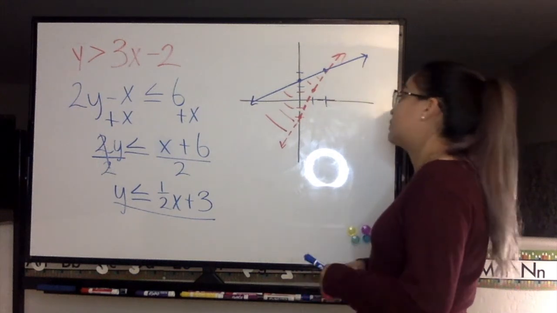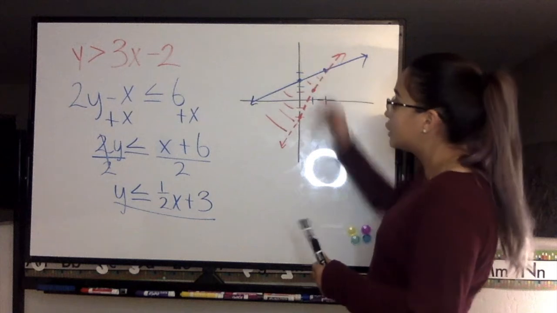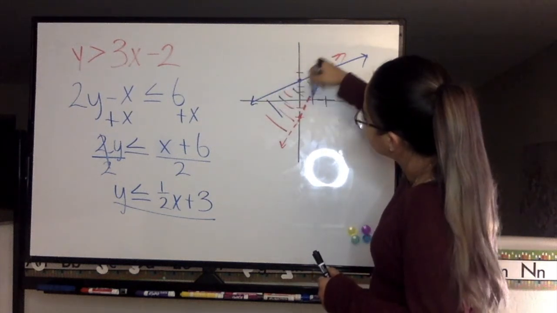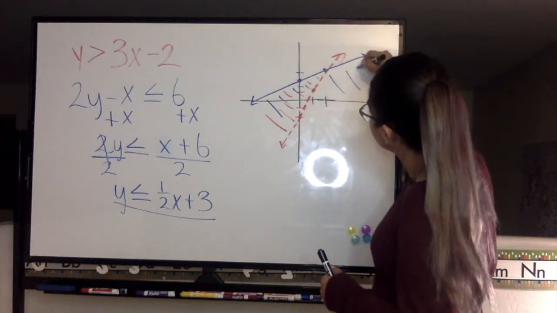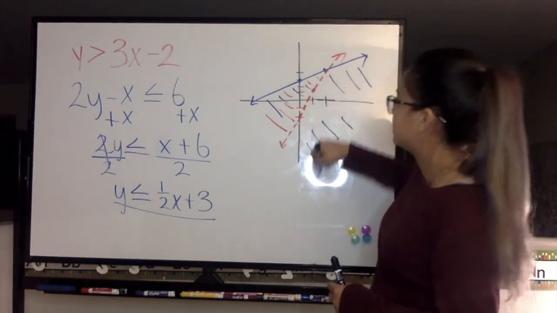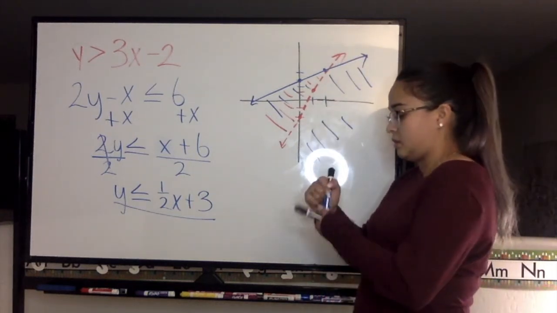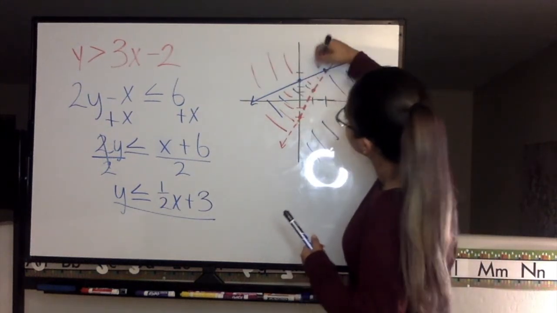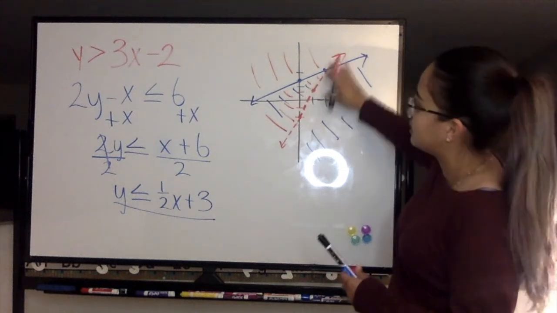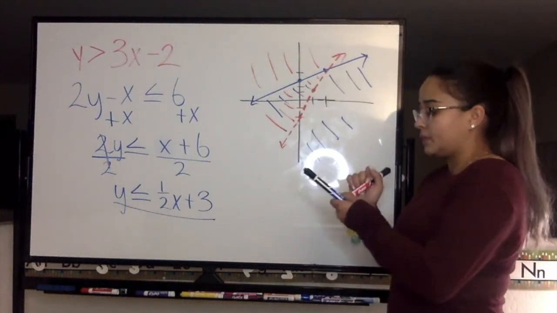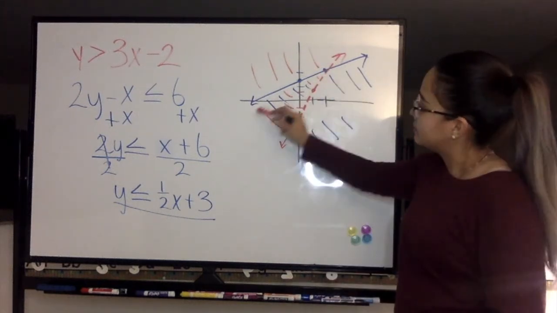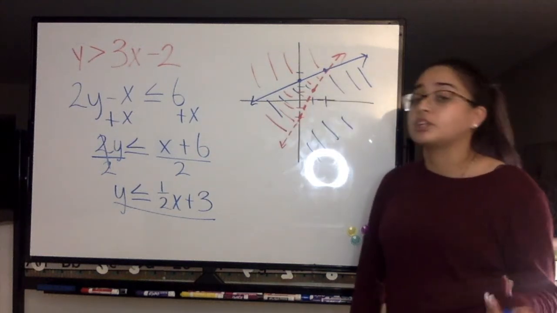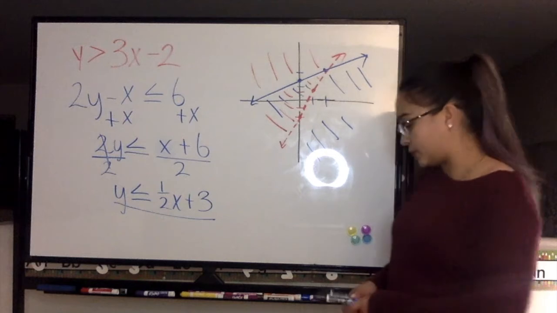Less than means that we're going to be shading under the line, which means we're going to be shading pretty much the same area. It's going to look like this. We can also move the red shading over here because it's still above this line. But the area that they have in common is this area right here. So it's shaded both in blue and red. Okay?